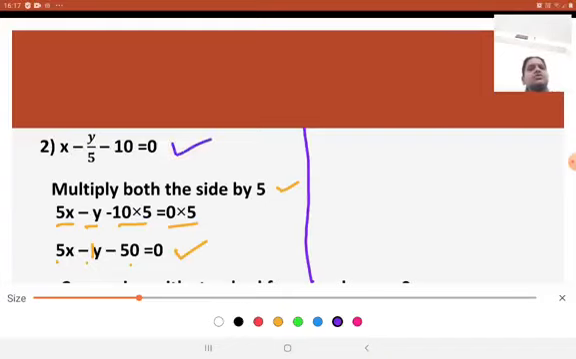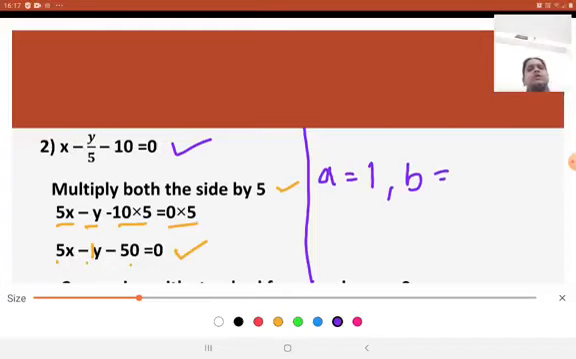The given question is the same: x minus y upon 5 minus 10 equal to 0. I will not simplify. I will keep it as it is and directly write the values of a, b, c by comparing with the standard form. So what will your a value be in that case? A is nothing but 1. X is given, so the coefficient is 1, so a is 1. So b will be what?